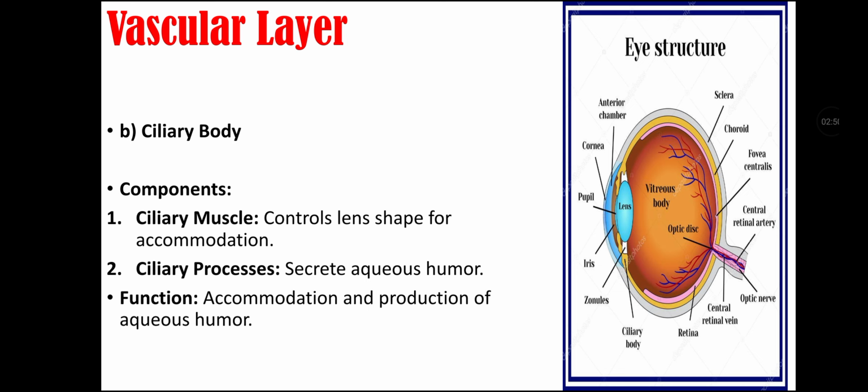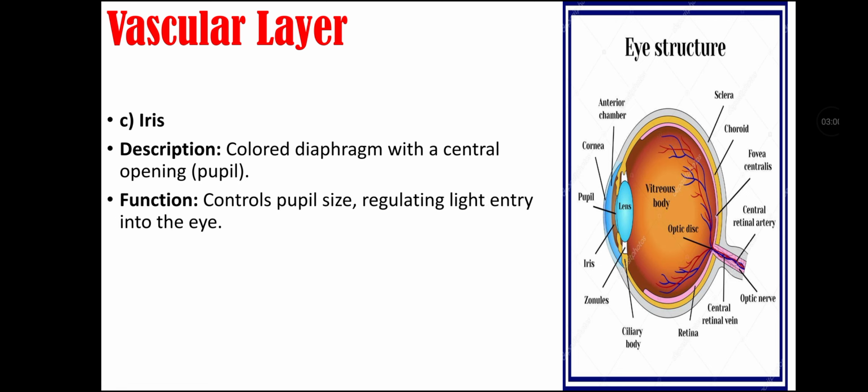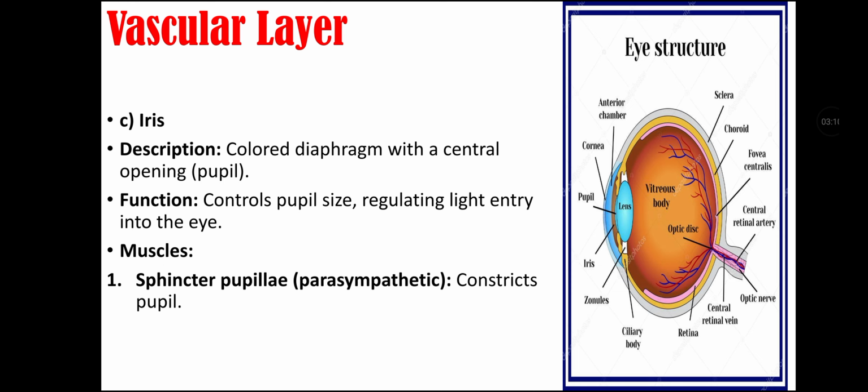Third part of vascular layer is iris, that is a colored diaphragm with a central opening that is called as pupil. Its function is to control pupil size, regulating light entry into the eye. Then let's talk about the muscles of eye. It includes sphincter pupillae and dilator pupillae present in the iris. Sphincter pupillae act on the parasympathetic nervous system and they constrict pupil, while dilator pupillae work on the sympathetic system and their function is to dilate pupil.